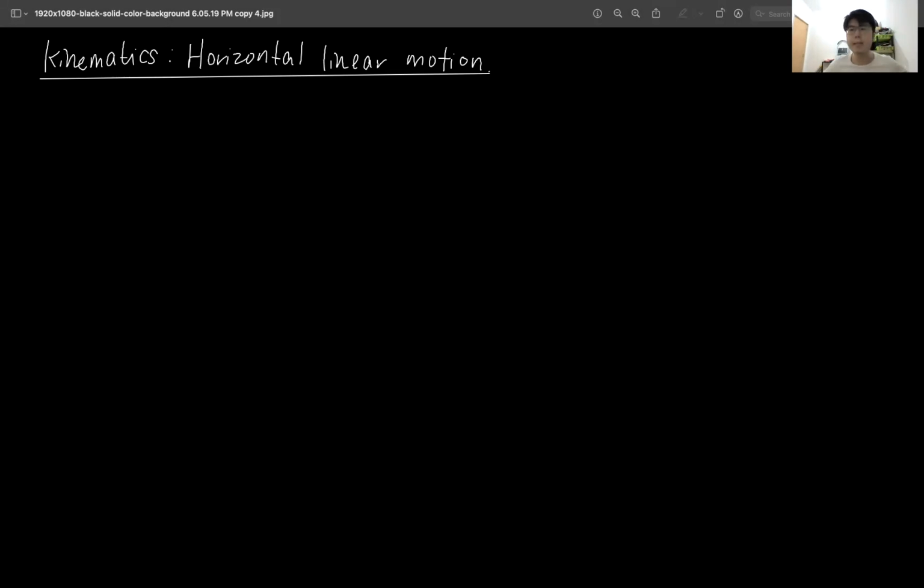Okay, so horizontal linear motion. Now, first of all, what is linear motion? Motion in a straight line. You have many kinds of motion: circular motion, and oscillatory motion like a pendulum swinging, that is oscillatory motion. Okay, harmonic motions, a curved path. But today we are going to look at only linear.